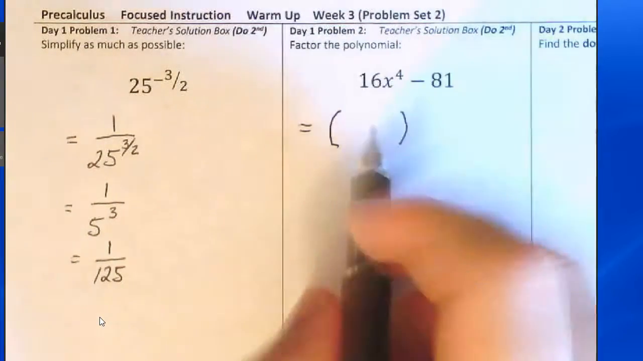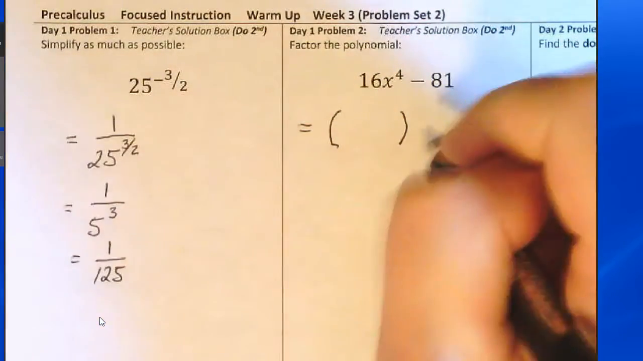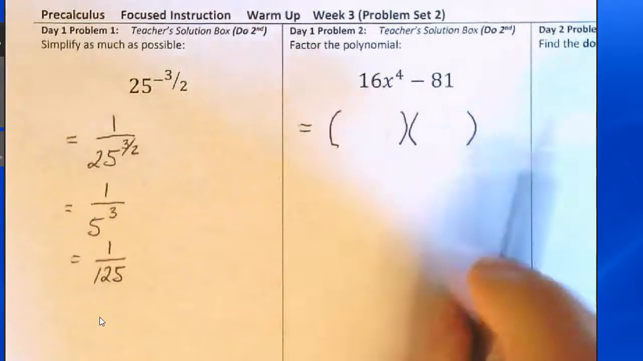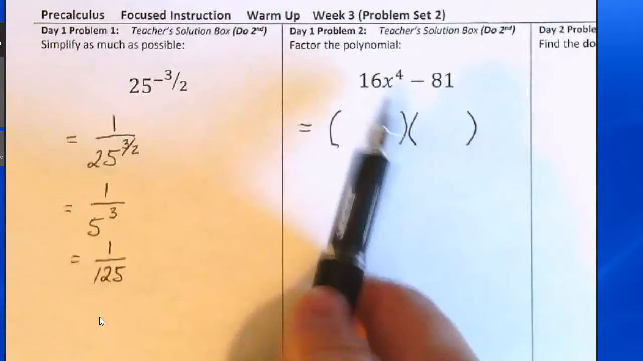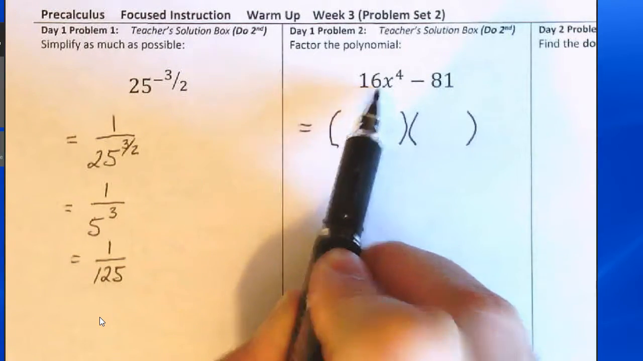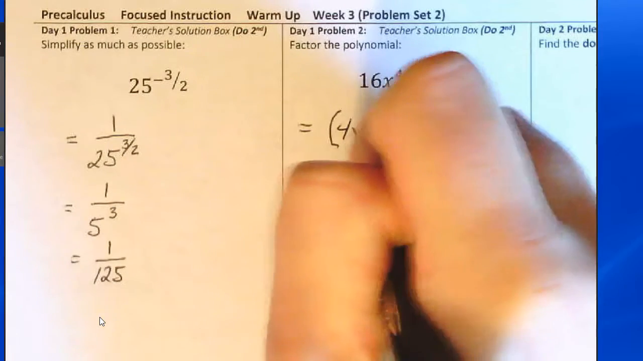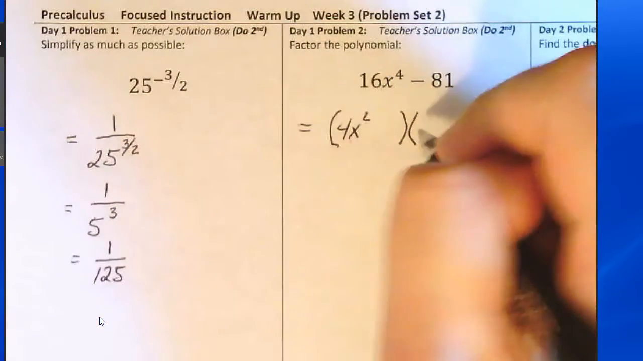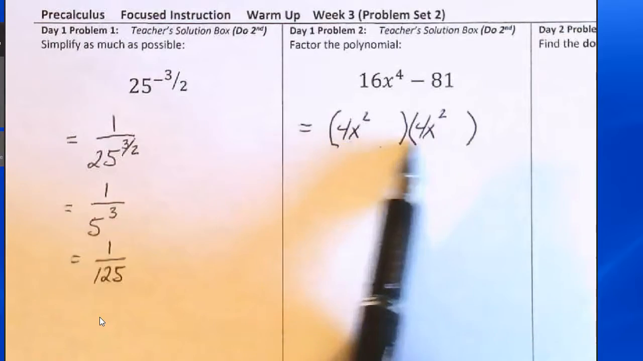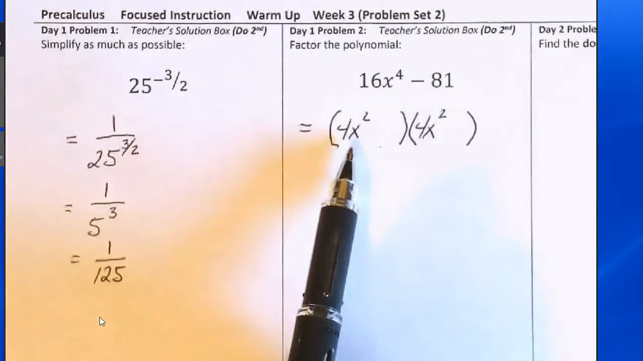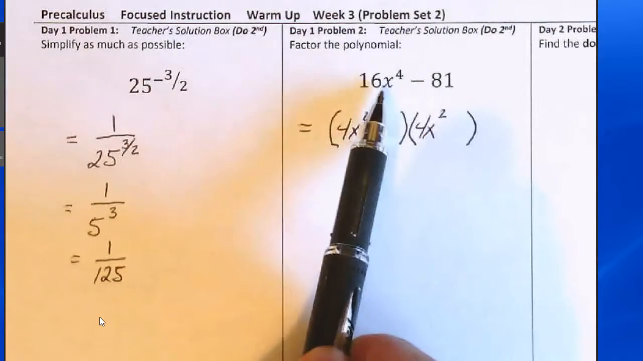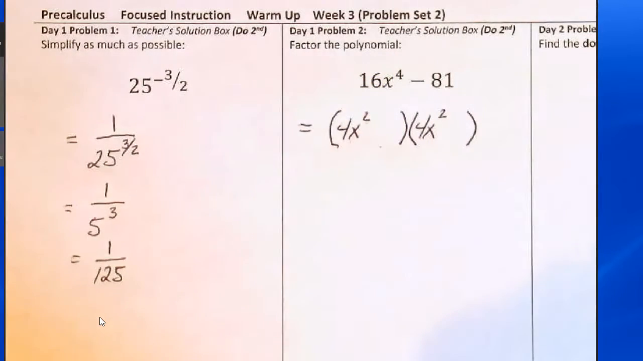A binomial with a sum, meaning there's going to be an adding sign in it, times a binomial with a difference. There's going to be a minus sign in here. To get these pieces, we're going to take square roots of those terms up there. The square root of 16x to the 4th is 4x squared, which gets written here and gets written over here. If you can imagine multiplying these together to create this answer, this would be the letter F in the word FOIL. The 4x squared times the 4x squared is how you get 16x to the 4th power.